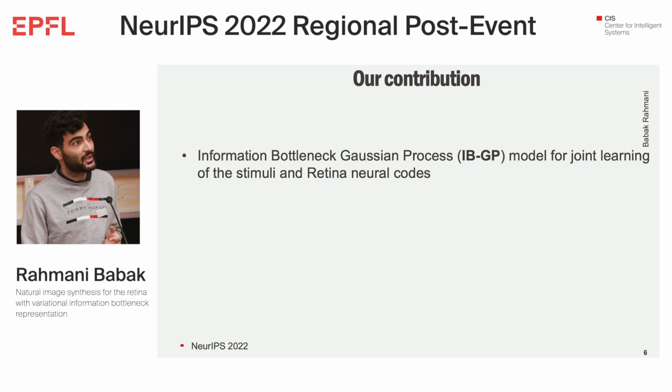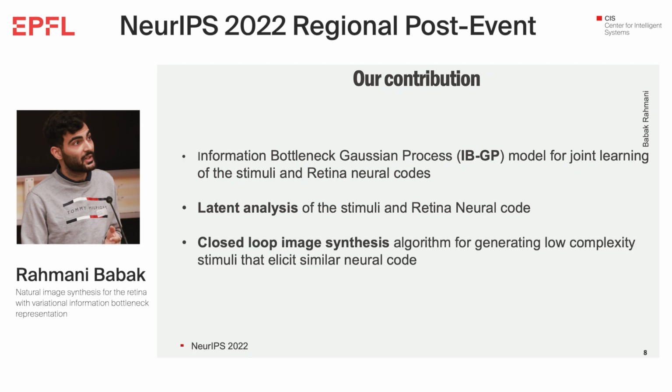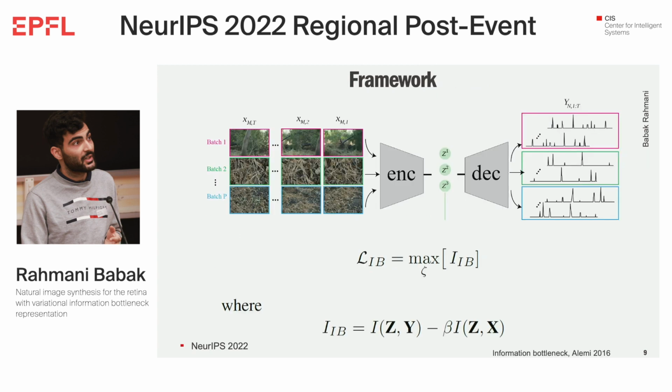So our contribution in this work is using an information bottleneck Gaussian process, introducing that model for joint learning of the input and output, input being stimuli and the retinal neural responses. We did some latent analysis of how the joint model of these inputs and outputs would look. Then we used the model that we developed in a closed-loop image synthesis algorithm to come up with simpler, less complex inputs that would similarly activate the outputs. So we will briefly go to the framework here.